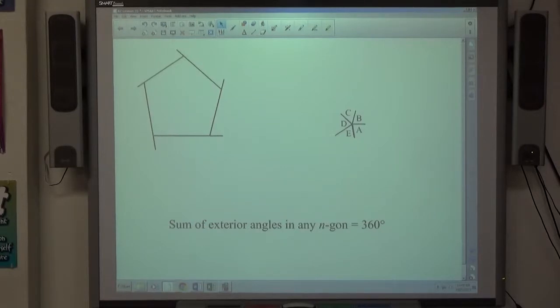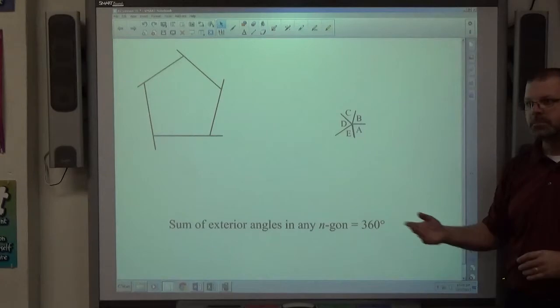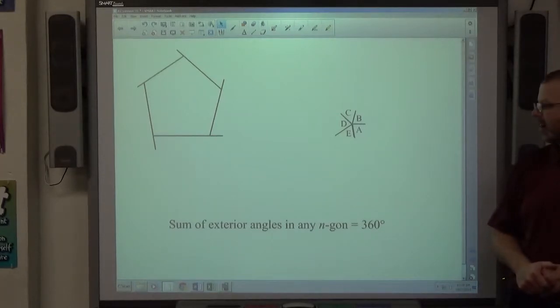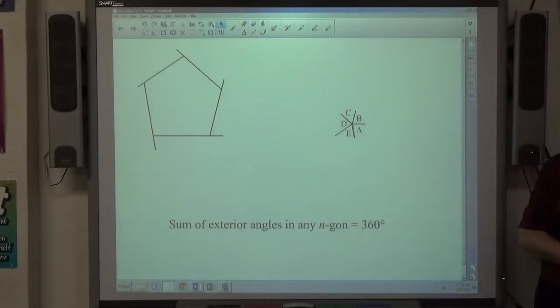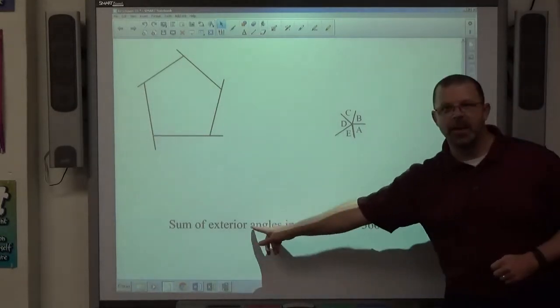A circle has how many degrees? 360. All right? So, the sum of all the exterior angles of a polygon is 360. It's not 360 times the number of sides. If there's 5,000 sides, the answer is 360. If it says exterior angles, the answer is 360.